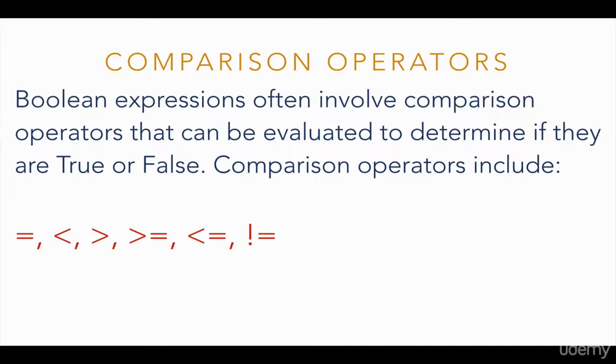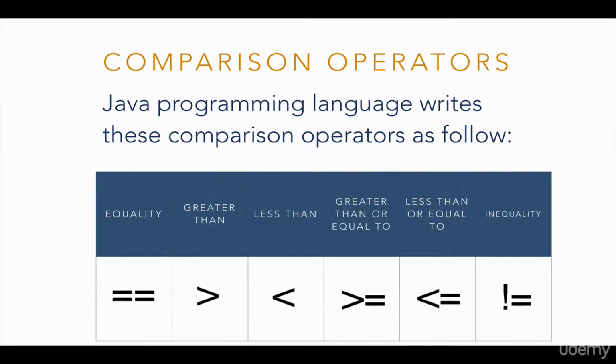Hi everyone, in this tutorial I want to talk about comparison operators. Boolean expressions often involve comparison operators that can be evaluated to determine if they are true or false. Comparison operators include the equal sign, less than sign, greater than or equal to, less than or equal to, and the not equal sign. Okay. So the Java programming language writes these comparison operators as follows.